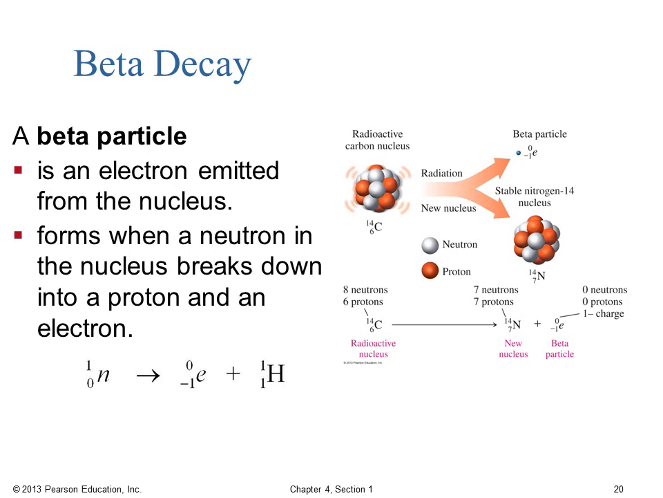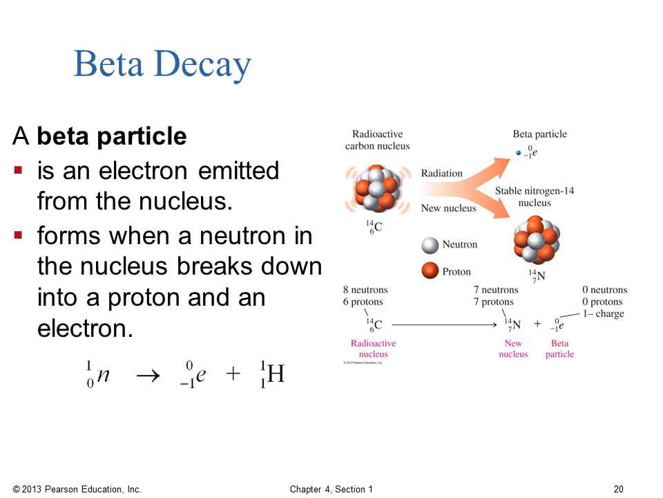So beta decay is slightly different, a little bit more complicated, I guess. A beta particle is actually an electron emitted from the nucleus, and that electron stems from the decay of a neutron. If you remember, a neutron has a neutral charge. What actually happens is the neutron breaks down into this beta particle, this high energy electron, and also a proton.